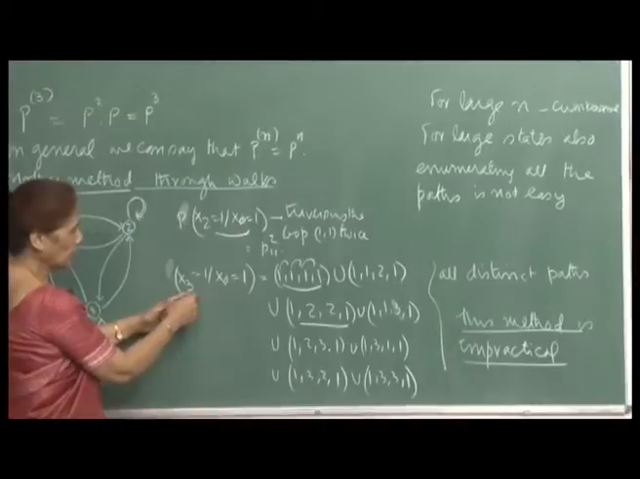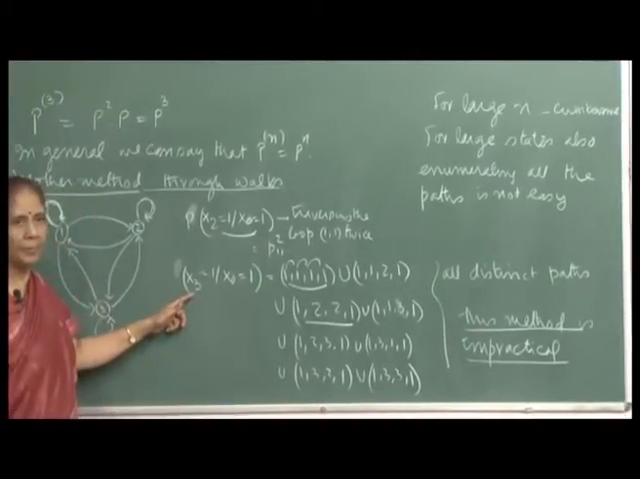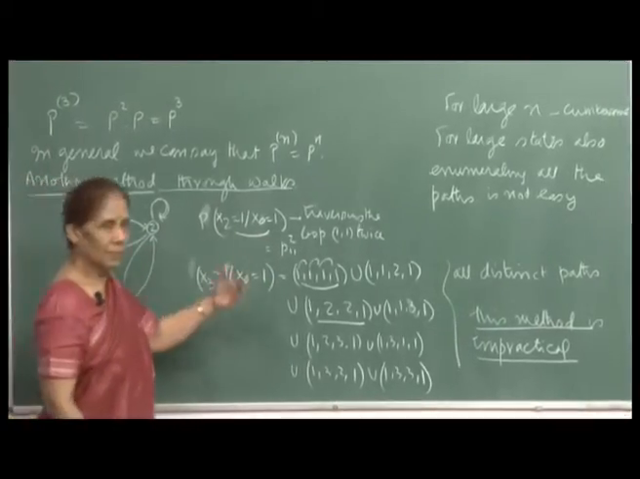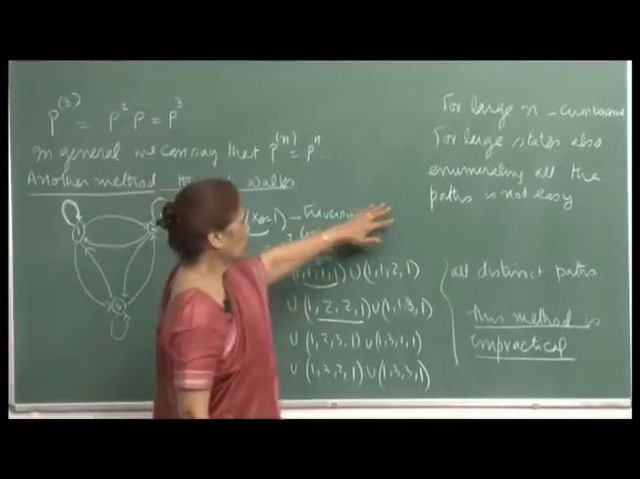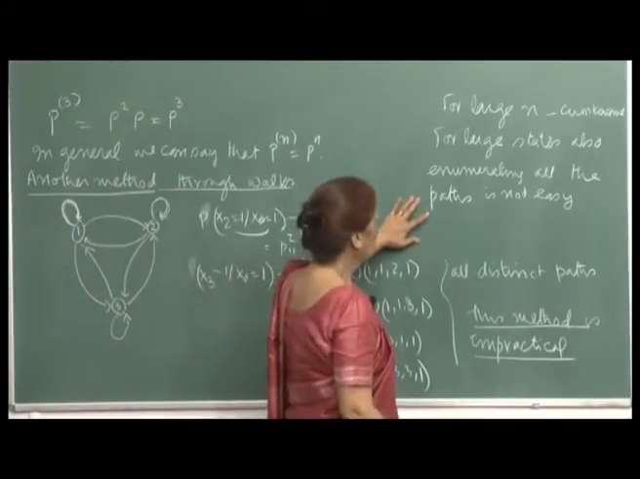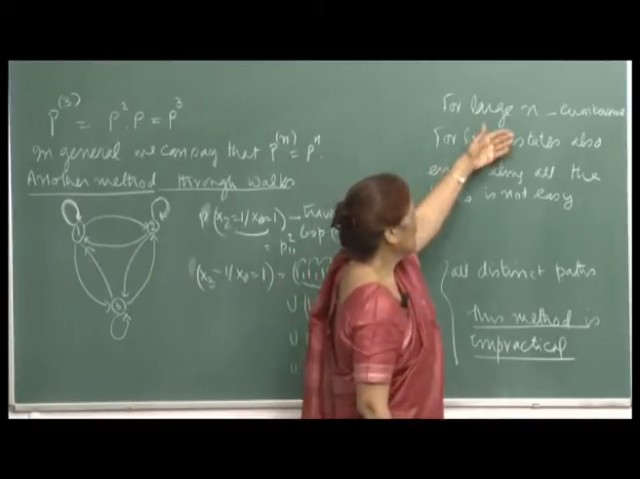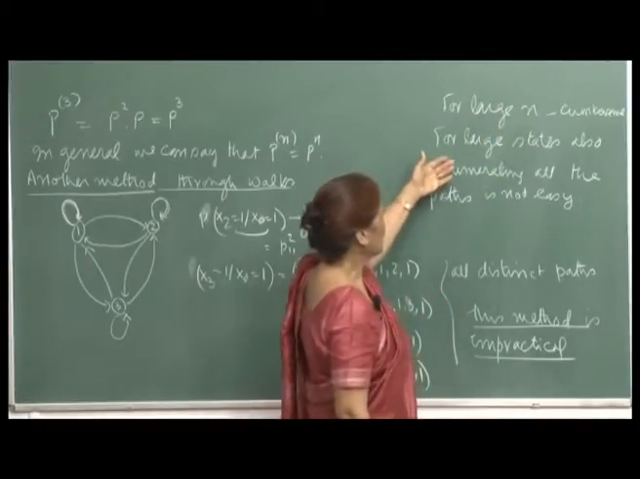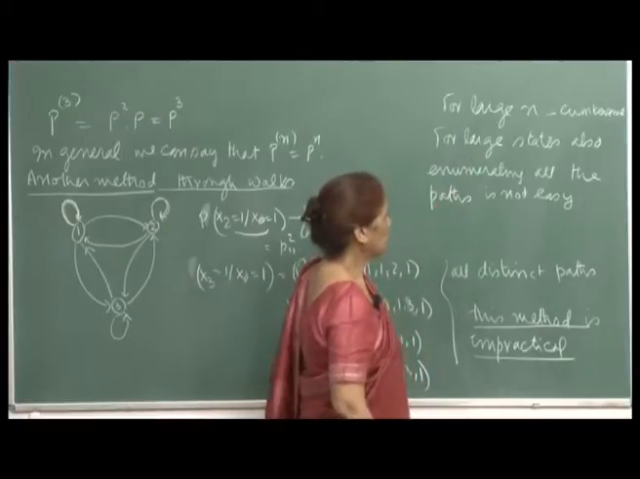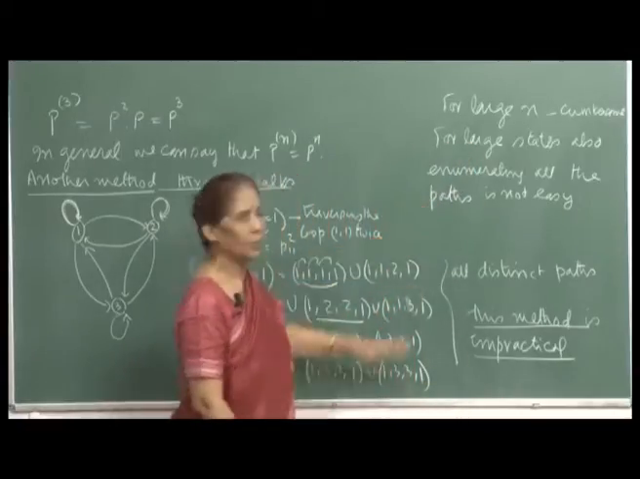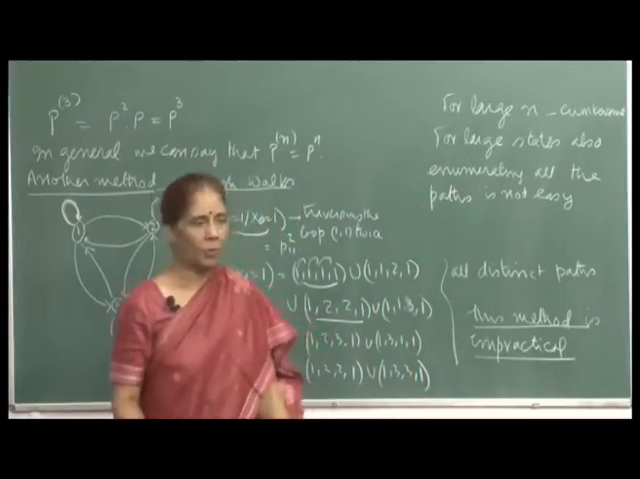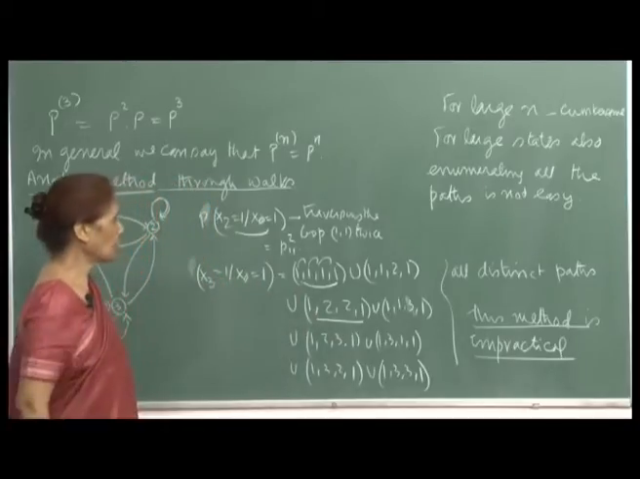Now, if it becomes x 4, it will be 16 paths. So the number just will blow up, and therefore this is for large n and for large number of states. That means, if you want 10 step transition probabilities and your number of states is also 10, then it is just not possible for you to enumerate all possible paths and then compute the probabilities.